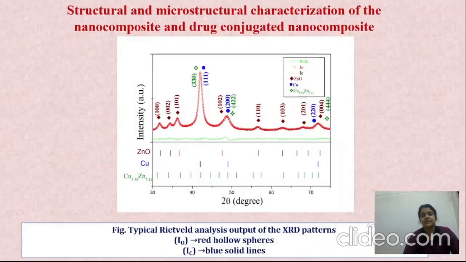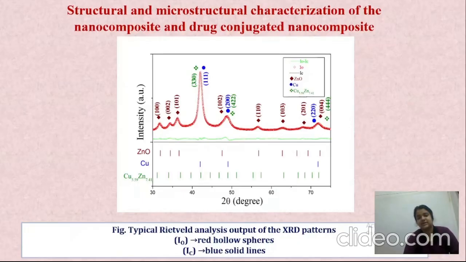This is the type of X-ray diffraction pattern, and here this is a plot of 2 theta versus intensity, and from this plot we can identify the several crystalline planes that are present in the sample, and from this we can confirm the several constituent phases which are present in the sample.